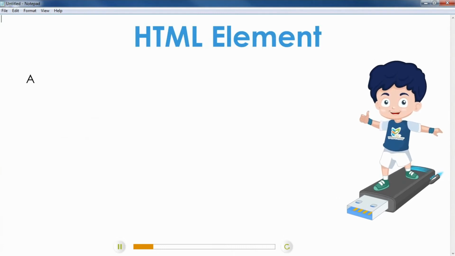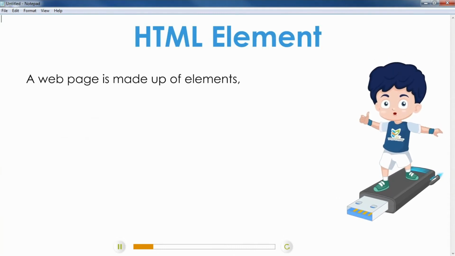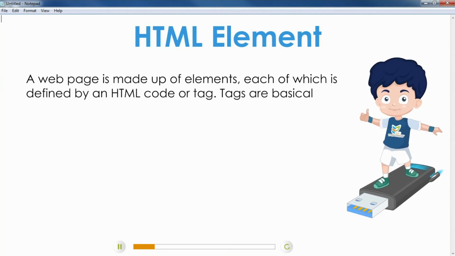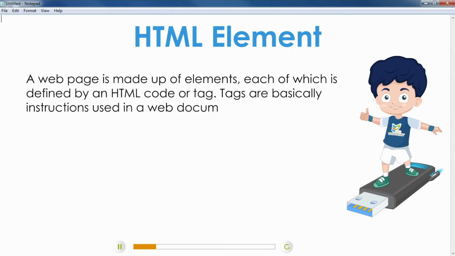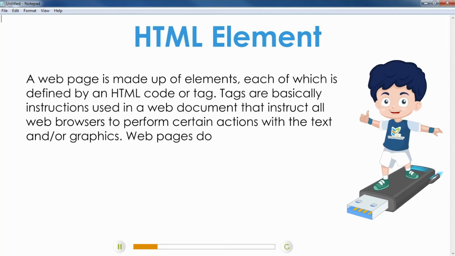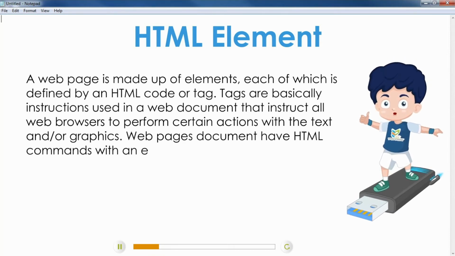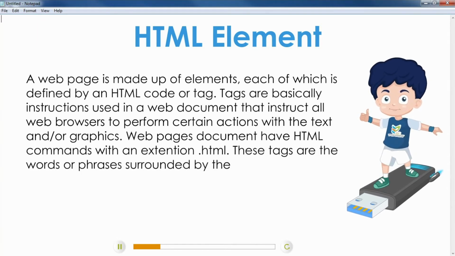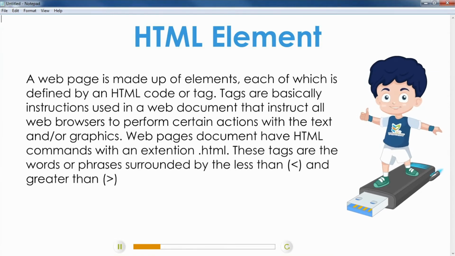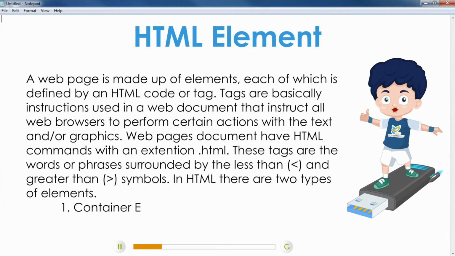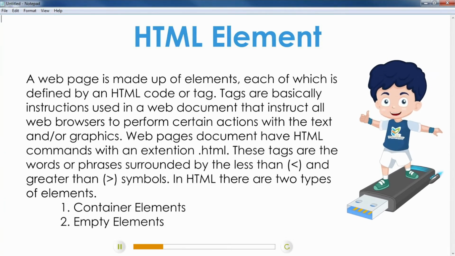HTML element. A web page is made up of elements, each of which is defined by an HTML code or tag. Tags are basically instructions used in a web document that instruct all web browsers to perform certain actions with the text and graphics. Web page documents have HTML commands with an extension .html. These tags are the words or phrases surrounded by the less than or greater than symbols. In HTML, there are two types of elements. 1. Container elements. 2. Empty elements.